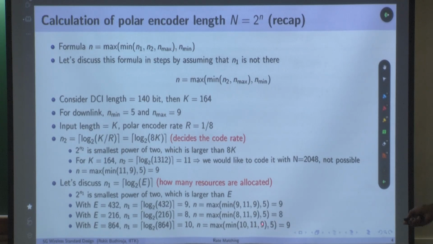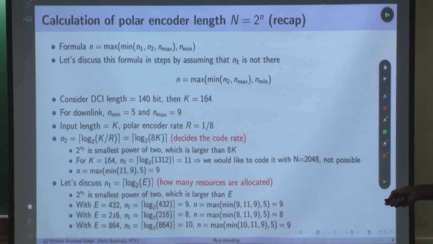But here, since the maximum polar encoder length is 512, you are restricted to 512, even though you are allowed to transmit more than 512 bits. What will happen in this case? What will the rate matcher do? The rate matcher will repeat bits. In both of these other cases, the rate matcher is going to drop certain bits.